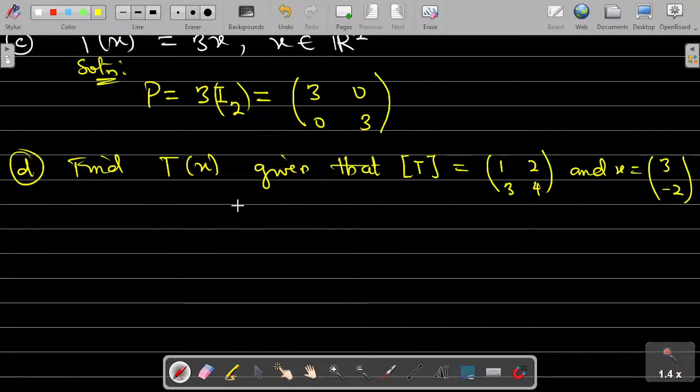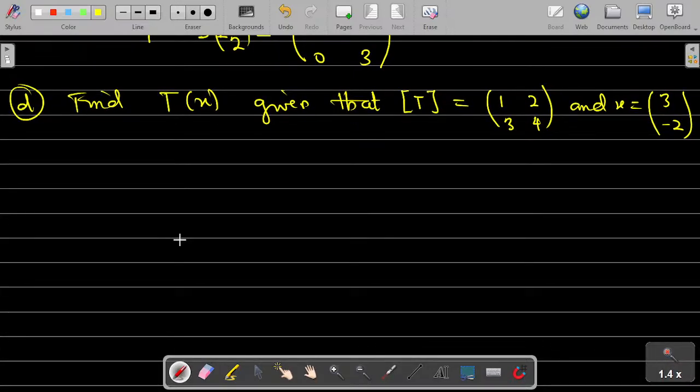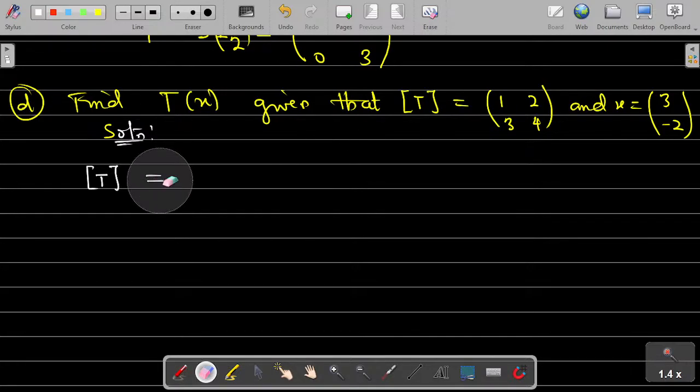So we are asked to find T of x. Ordinarily this is just telling you that the standard matrix of the linear transformation is given as this, and you're asked to find T of x if x is equal to that. All you just need to note is what I explained now, that this coordinate of T is actually the same thing as your standard matrix, so we don't necessarily have to use this. You can just start with our T of x.